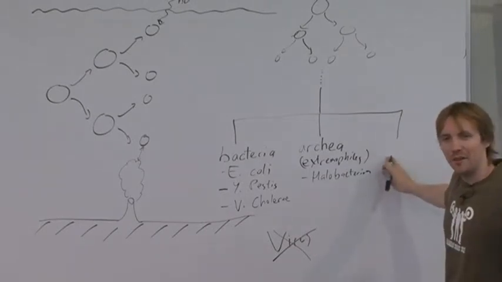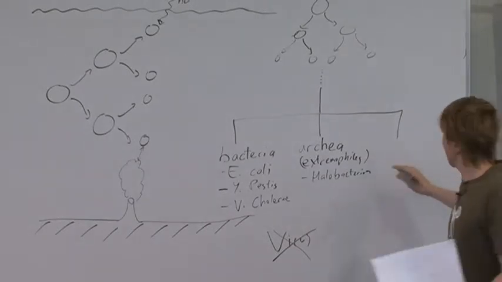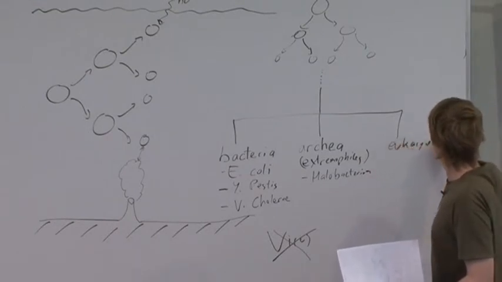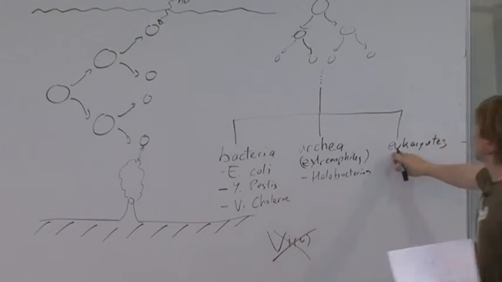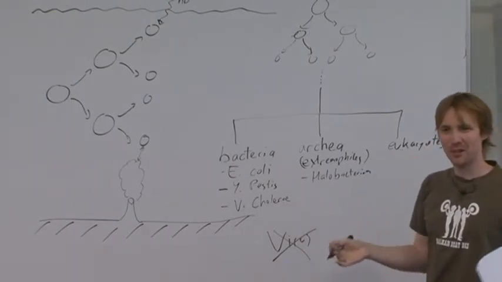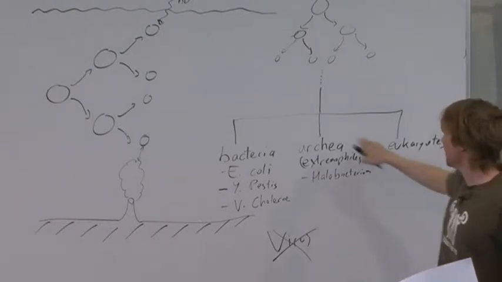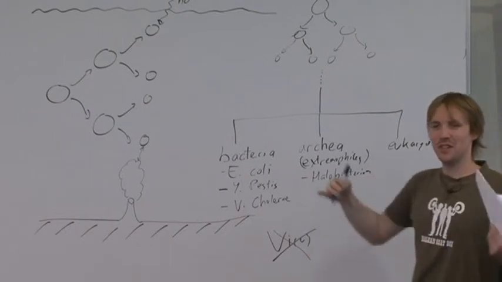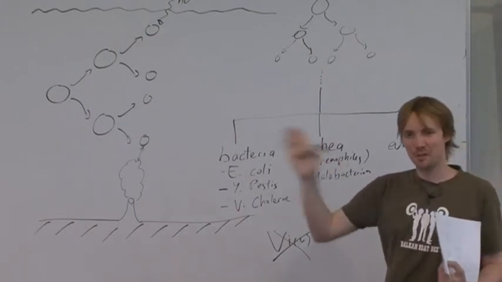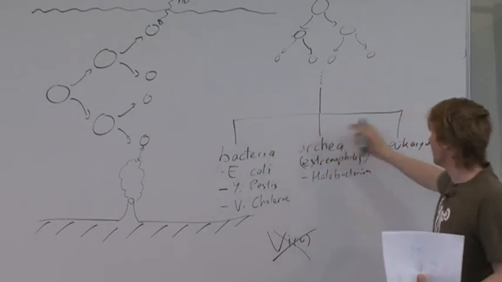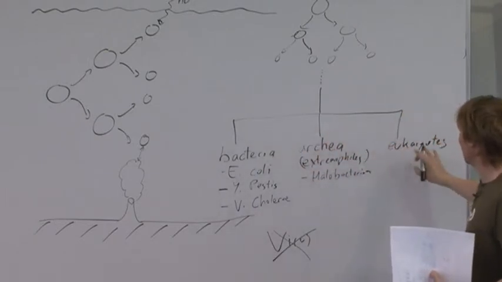And the final class of living things are eukaryotes. This comes from Greek, where eu means true and karya means nucleus. So these are cells with a true nucleus. Bacteria and archaea don't have a nucleus, but these cells have a nucleus in which the DNA is packaged. We're going to come back to this in the second part. But for now, just know that there are three classes of living things: bacteria, archaea, and eukaryotes.